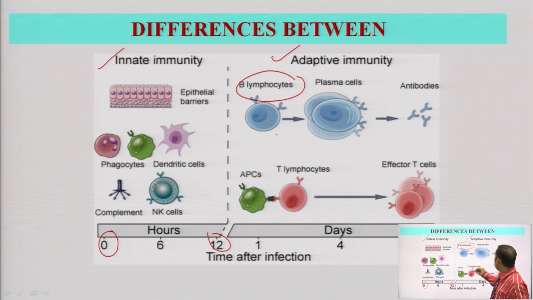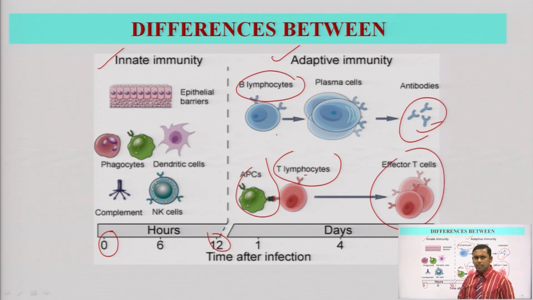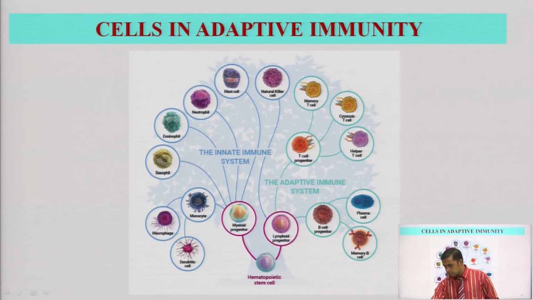First B lymphocytes will go and see, the plasma cell will form and generate the antibodies. So it will take a long time. T cells also will present, then recognize, and then effector T cells will go and work. So it will take a long time, a minimum of 0 to 7 days.